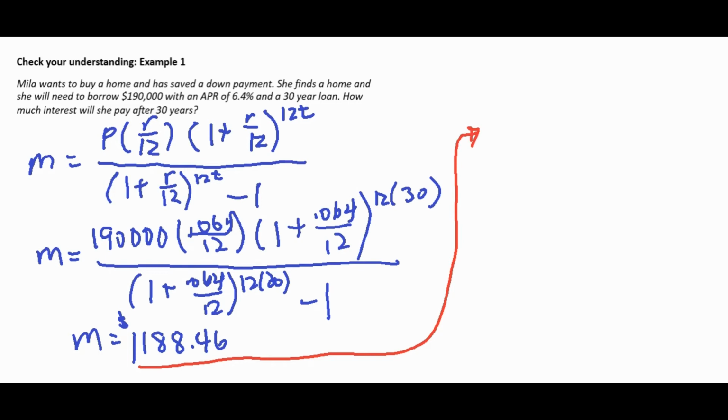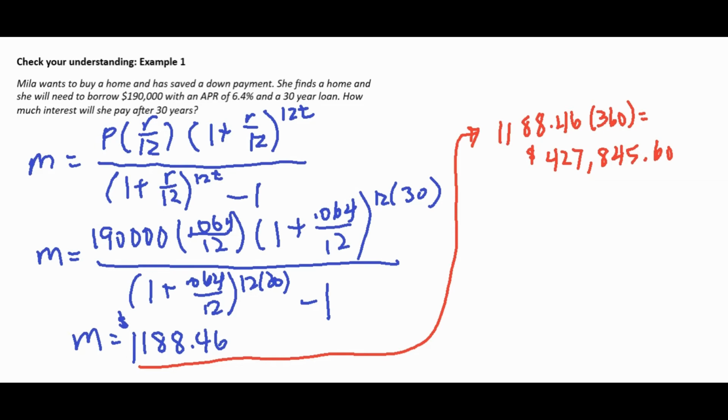Now this is an approximation of the monthly payment, and understand that this monthly payment consists of both principal and interest. So if I take that monthly payment of $1,188.46 and multiply it by 360, because that's a 30-year mortgage and each year has 12 payments, so that's 360 total payments by the time I pay this home off, I come up with a really big number, $427,845.60.